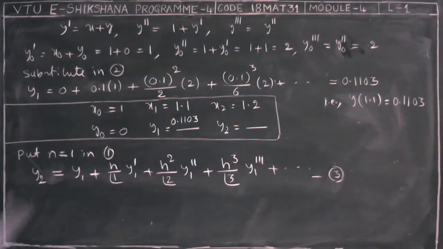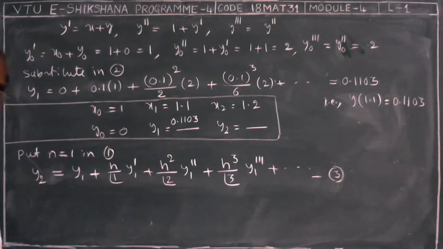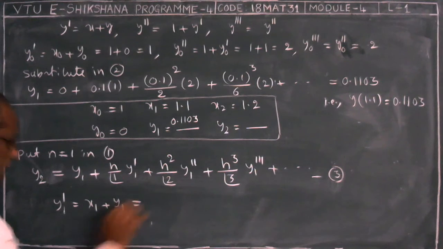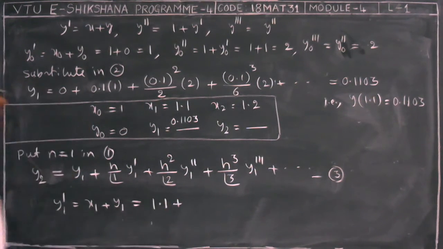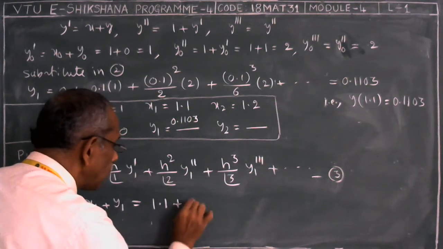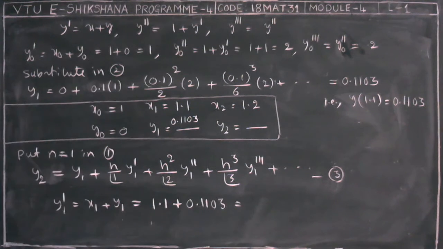Okay. So now I need to calculate. y1 is 0.1103. What is y1 dash? y1 dash is equal to x1 plus y1. What is x1? 1.1. What is y1? 0.1103. So this will be 1.2103.